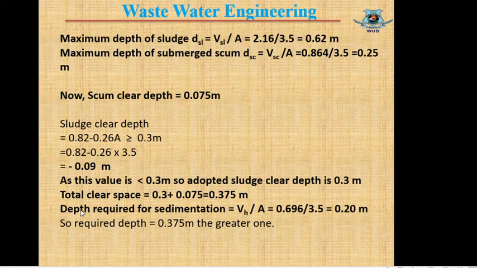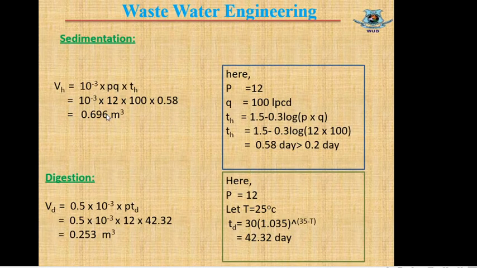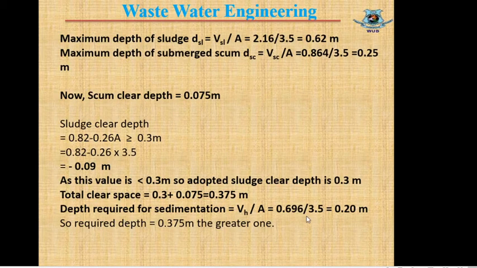Now we need to check the depth for the sedimentation zone using volume of sedimentation divided by area. We have calculated earlier the volume of sedimentation VAs, which was 0.696, and A is 3.5. Here VA is equal to 0.696 meter cube, and this depth stands at 0.20 meter. So we now have two sedimentation depths.